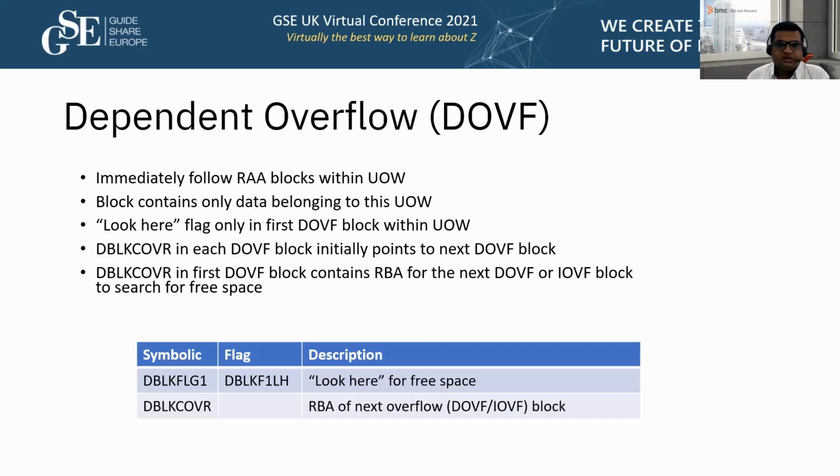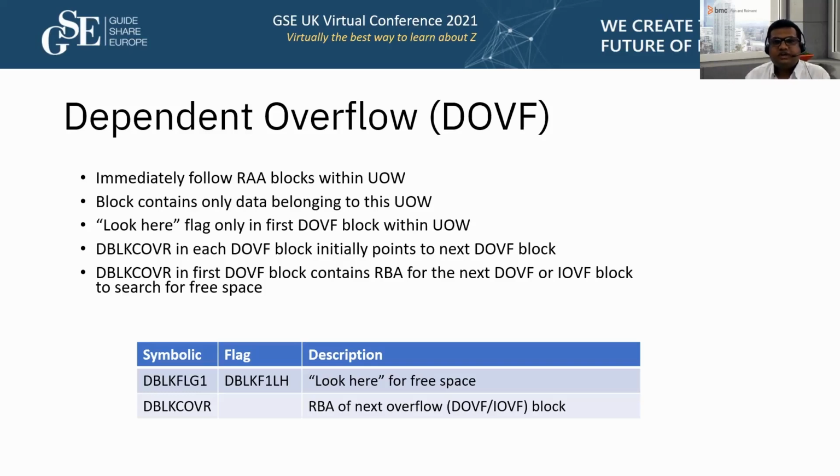on a need basis. In DOVF, there is an important flag called the look here flag. That will be present only in your first DOVF block, because it is used by the space search algorithm. Whenever it wants to insert some data, it will go to the first DOVF block and look at the look here flag to determine whether it has free space or not, so that a segment can be accommodated.